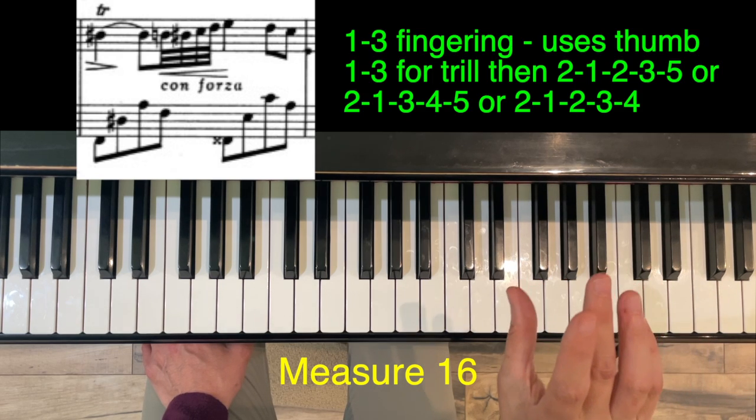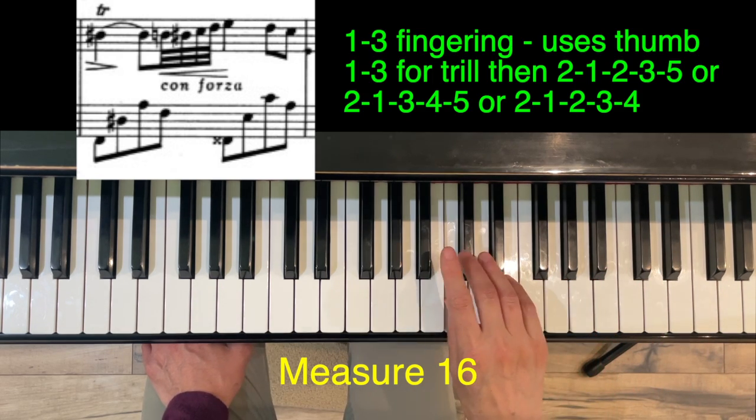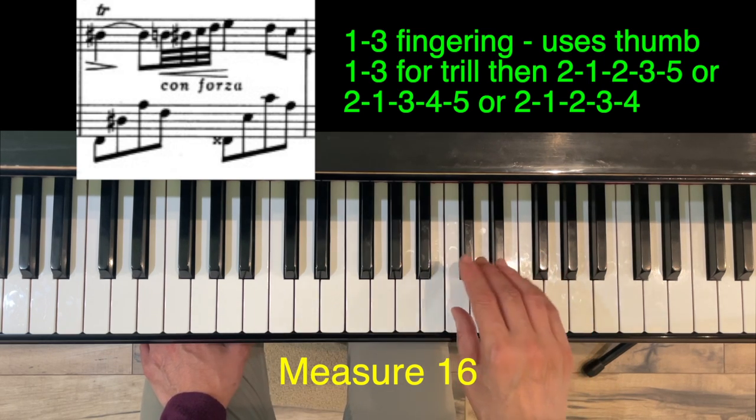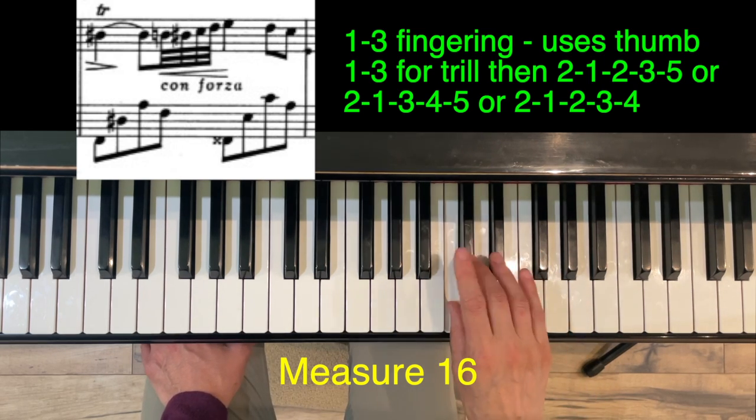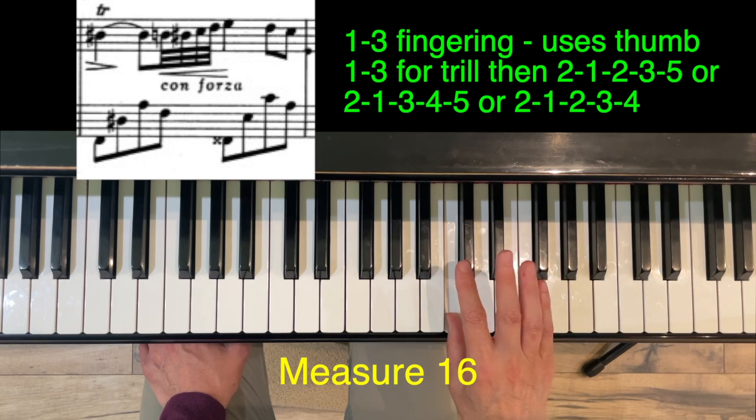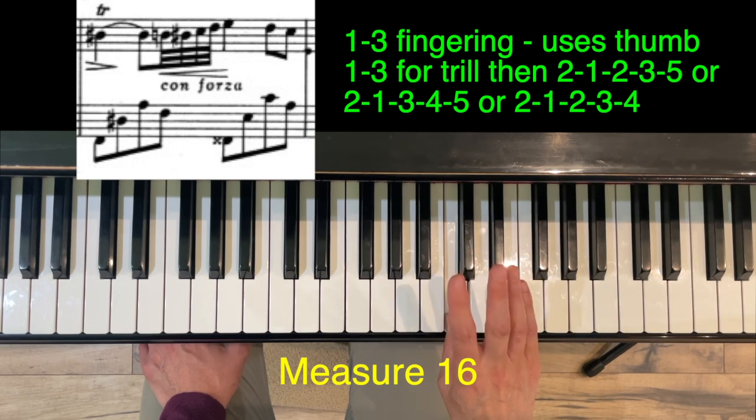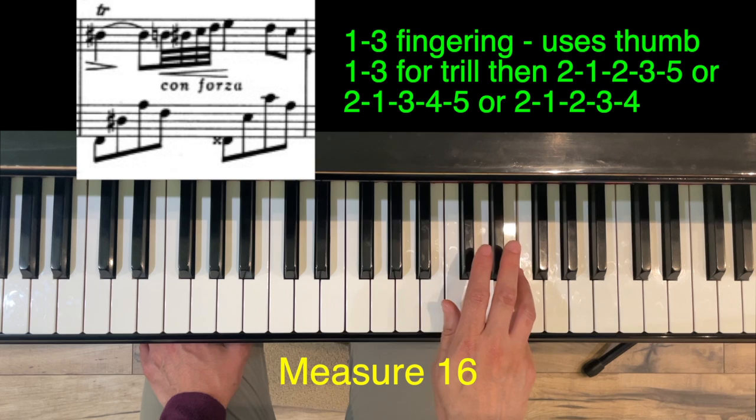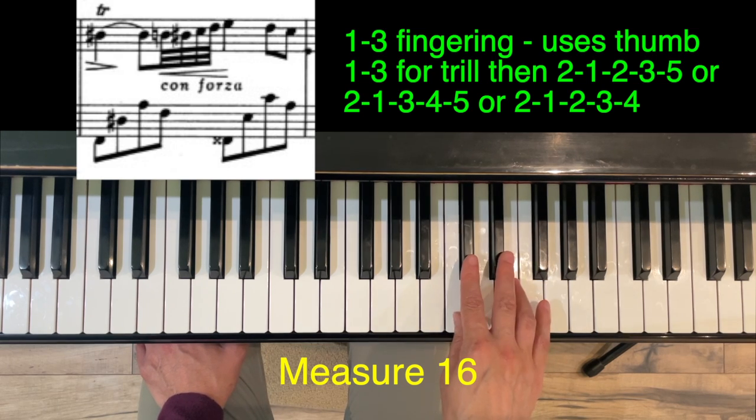So we could either use 1-3, which is what I like. I really like having my thumb in there. 1-3 is an option. So if you use 1-3 for the trill, and those 32nd notes afterwards are either going to be 2, 1, 2, 3, 5, or 2, 1, 3, 4, 5, or 2, 1, 2, 1, 2, 3, 4. You have to figure it out so you know what works best for your hand.